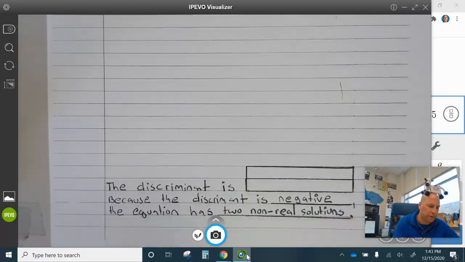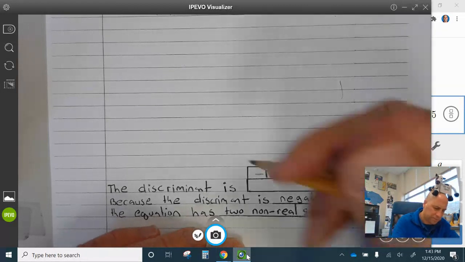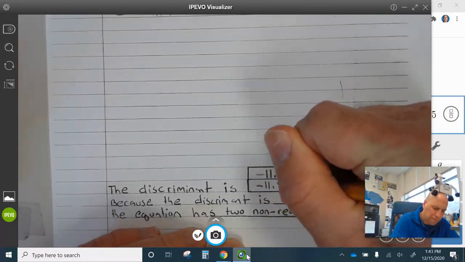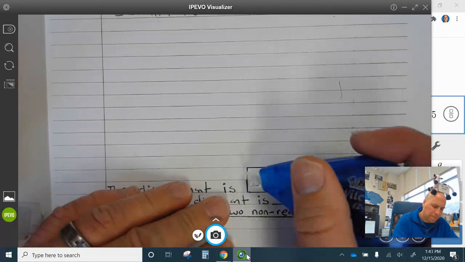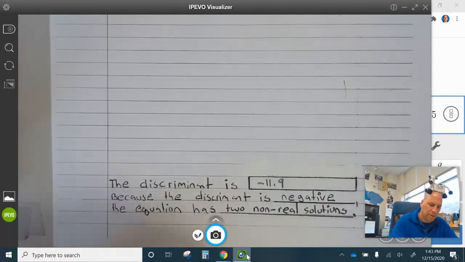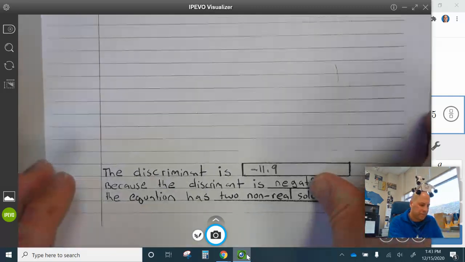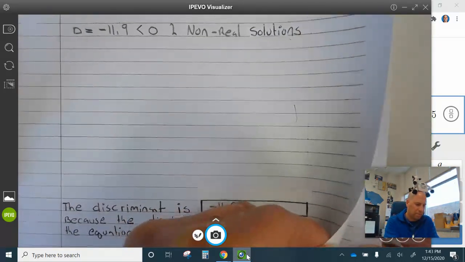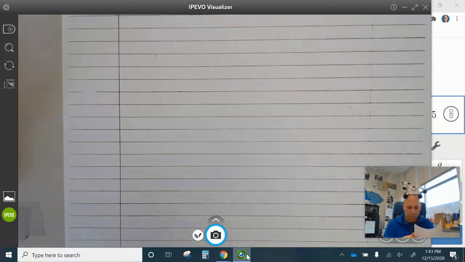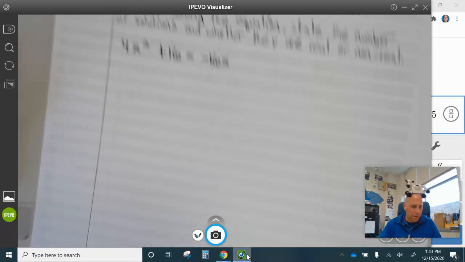Okay, so the discriminant is negative 11.9. Because the discriminant is negative, the equation has 2 non-real solutions. Okay.